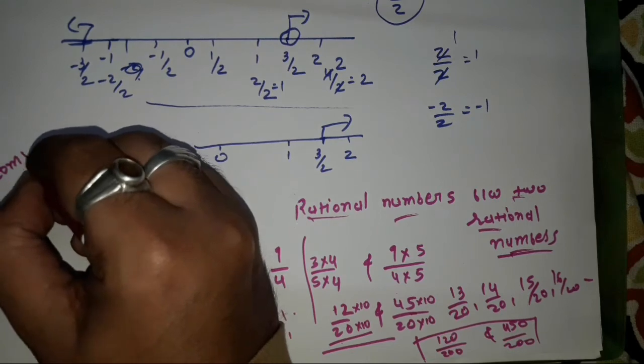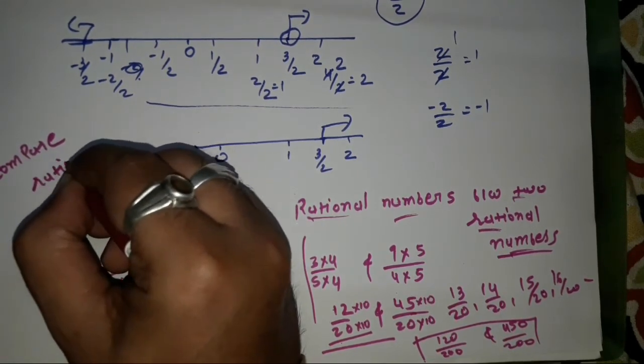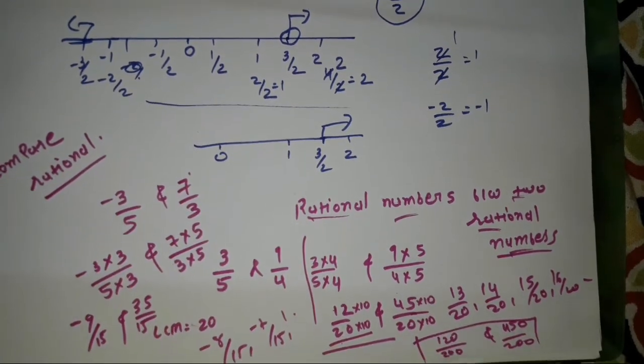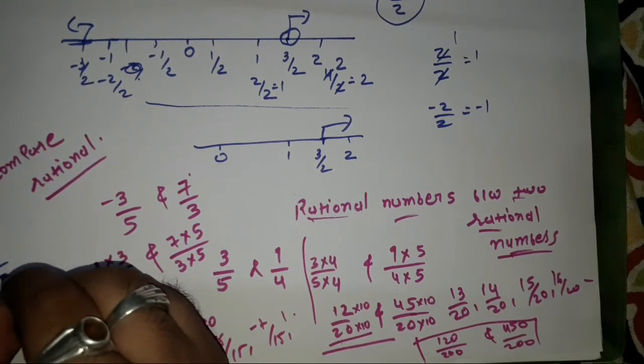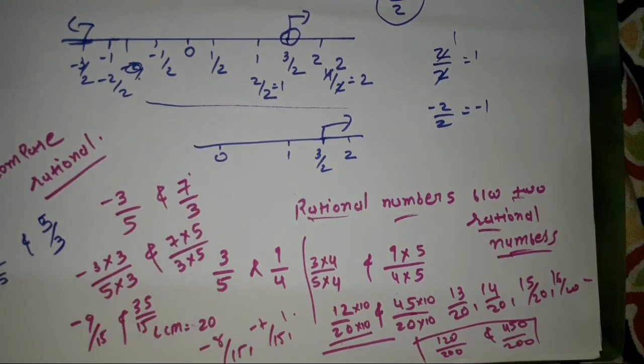So how can we compare? For example, a question will be like: compare rational numbers. So for that, how can you compare rational numbers? For example, we have to compare 7 upon 5 and 5 upon 3. So how can I compare these numbers?